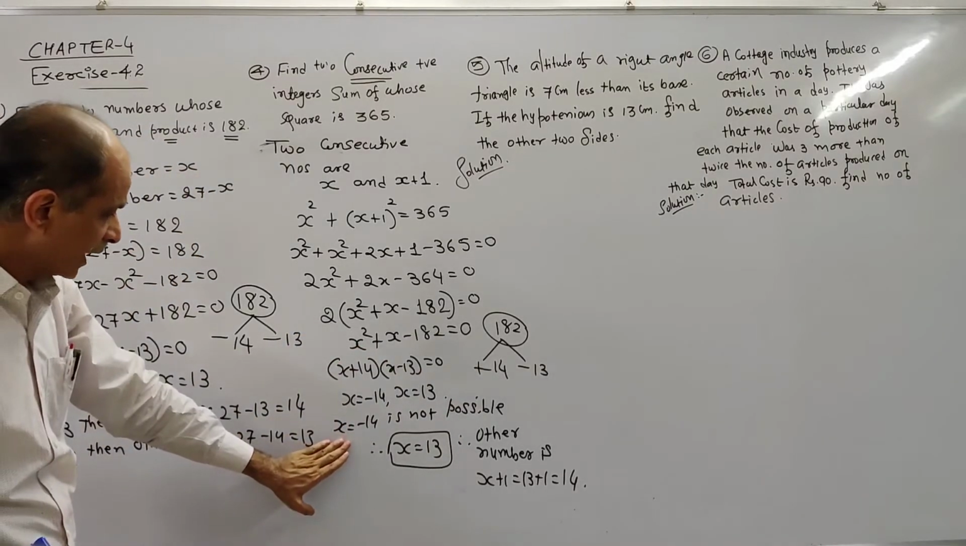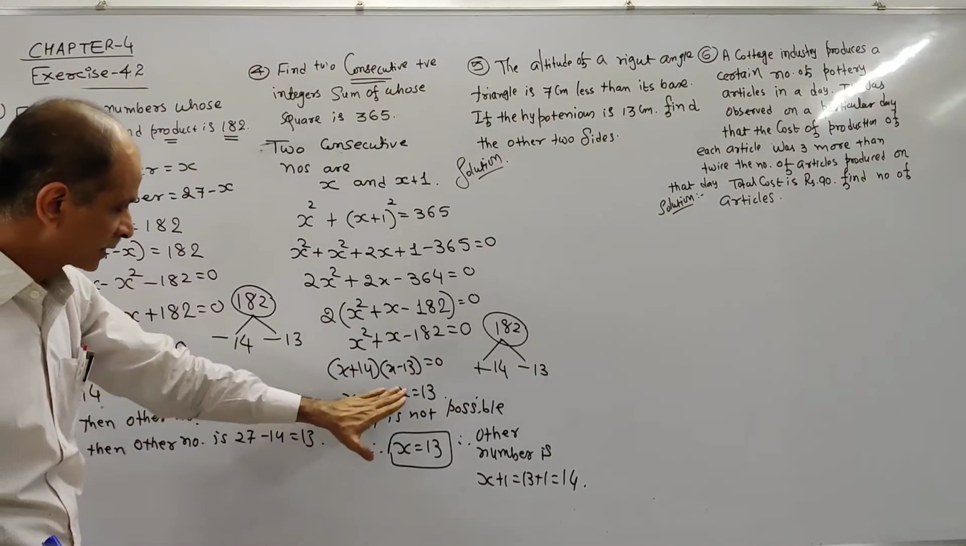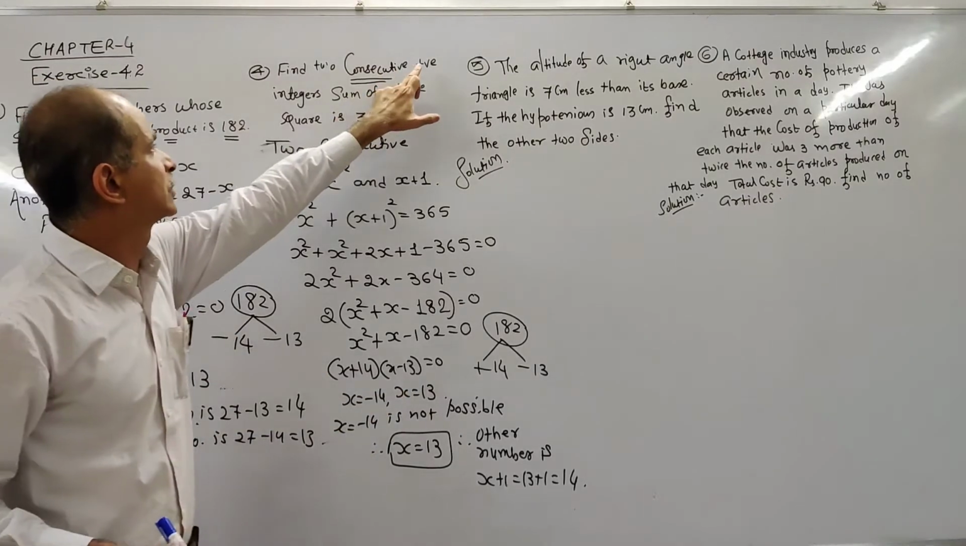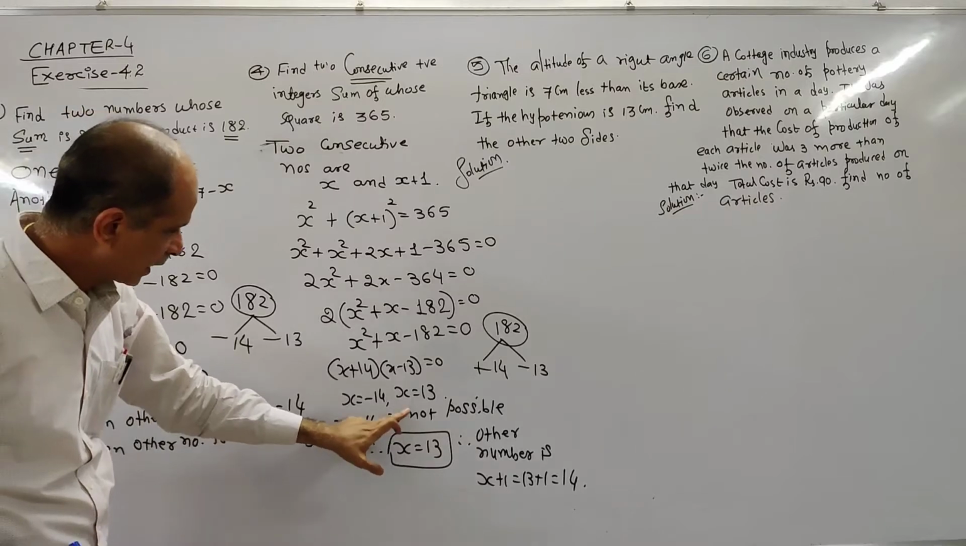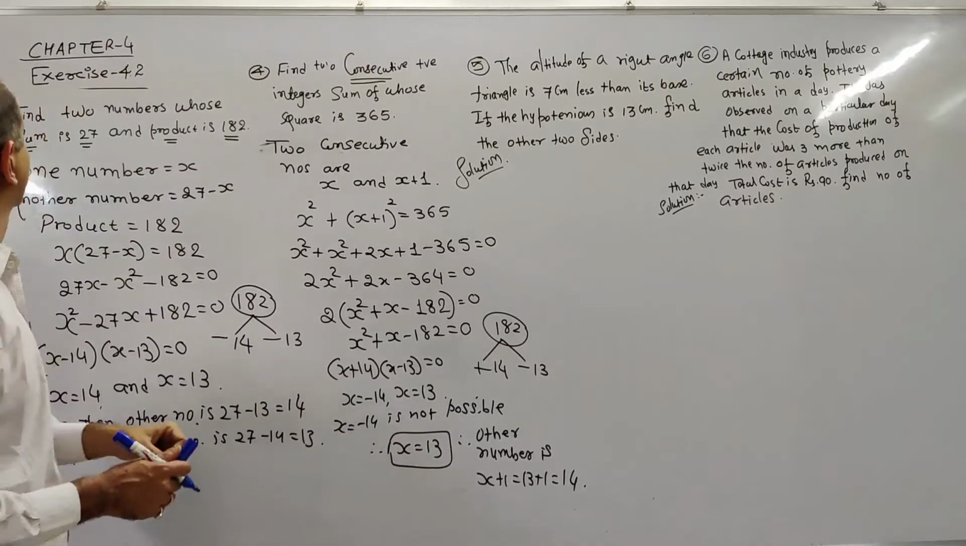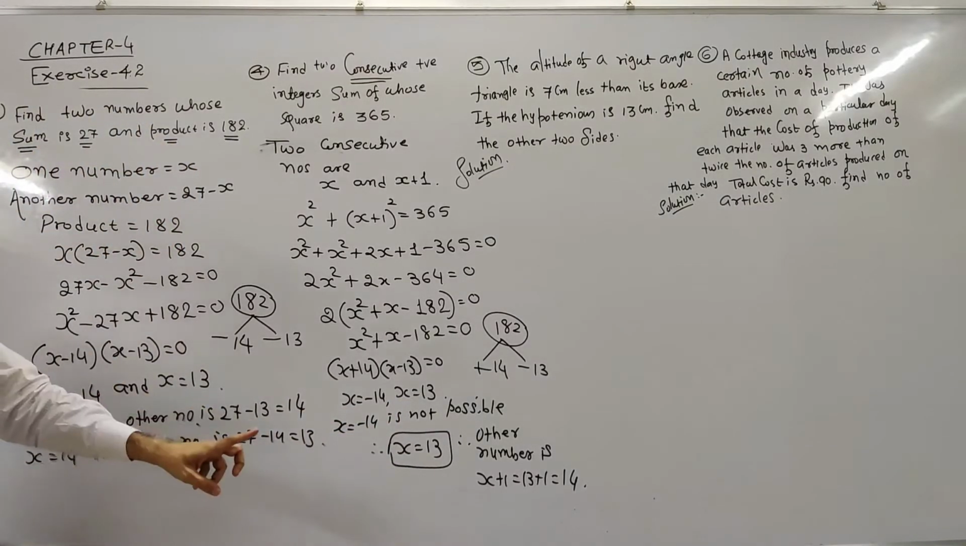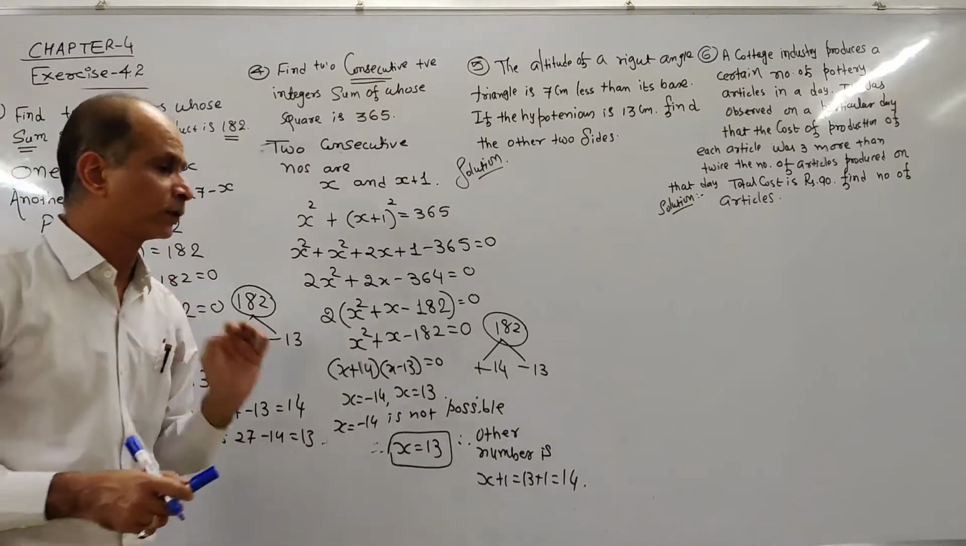Here you get x is equal to minus 14 and x is equal to 13. Here positive is given to you, so minus 14 is not possible, and that's why x is equal to 13. So one number is 13, and that's why the other number is 13 plus 1, which is equal to 14.